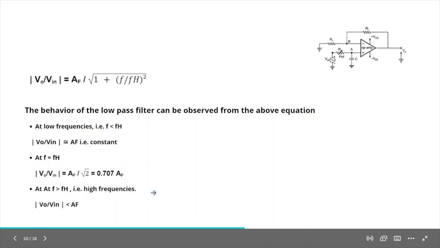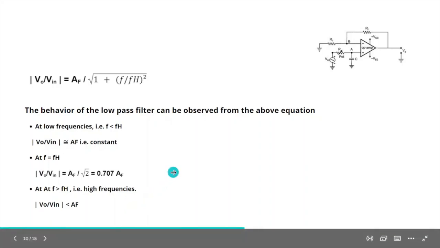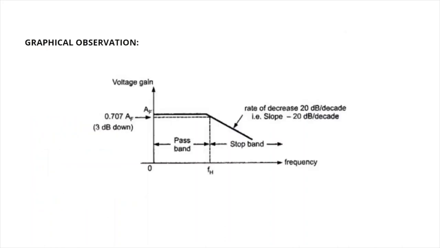When we have a frequency greater than the cutoff frequency, at higher frequency the gain is less than the value of AF. So that is basically the behavior of the low pass filter circuit. And here you can see the graphical observation which we will be getting.